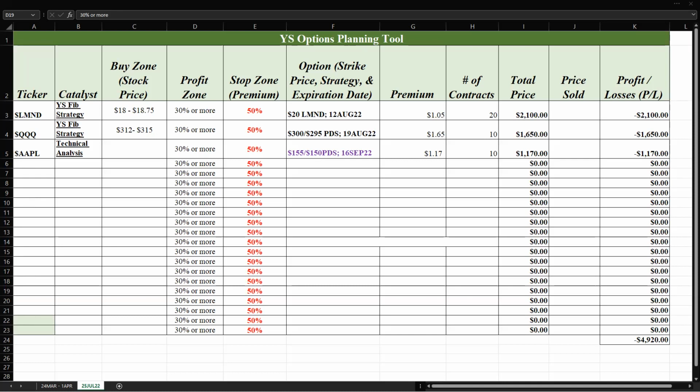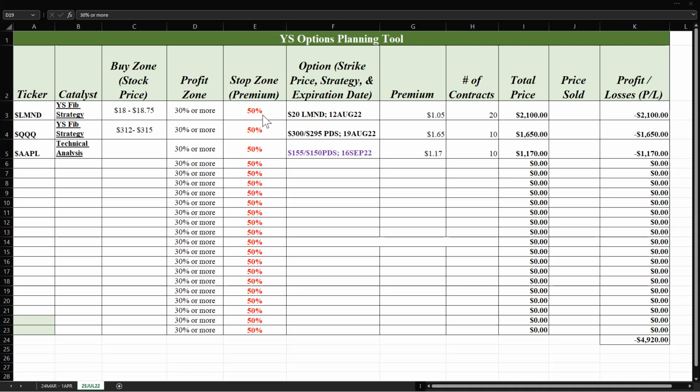So the tool that I created is called the YS Options Planning Tool. And this tool here allows me to know what stock I'm getting into, why I'm getting into it, where exactly I want to buy it, where I want to take profits. If my trade doesn't go according to what I'm expecting it to do, where I'm going to stop the bleeding, as you can see, a stop zone of my premium.